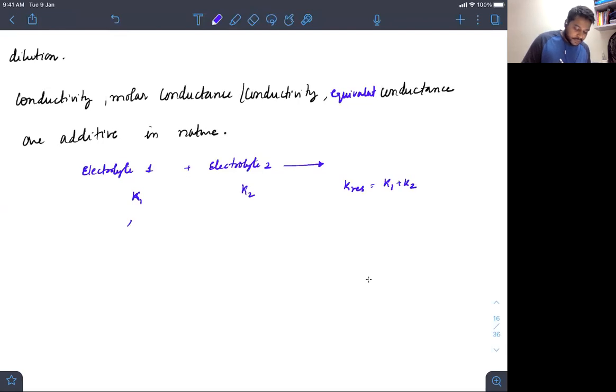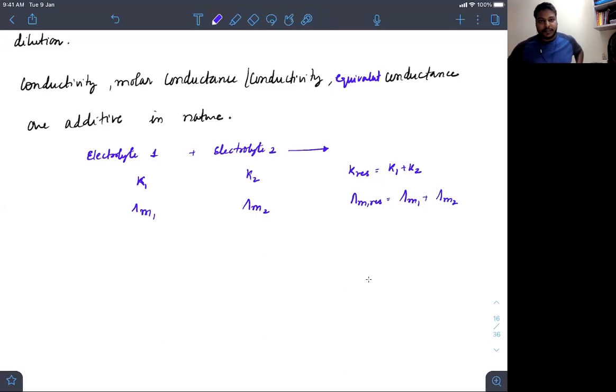And similarly, if this is lambda m1 and lambda m2, then lambda m resultant will be lambda m1 plus lambda m2. They are all additive in nature. Conductance will always be additive. So the more the number of ions, you keep on adding them.